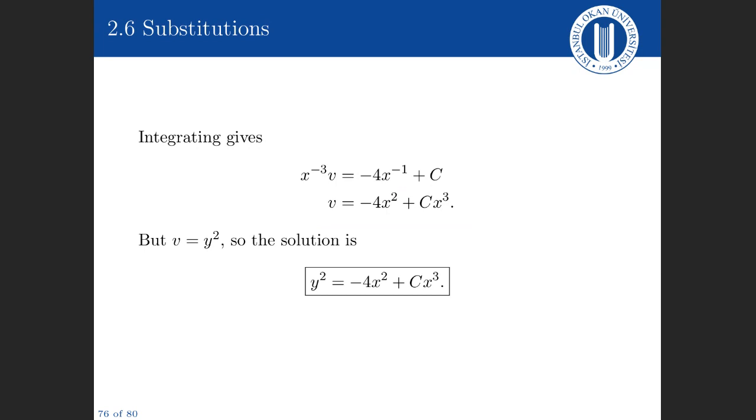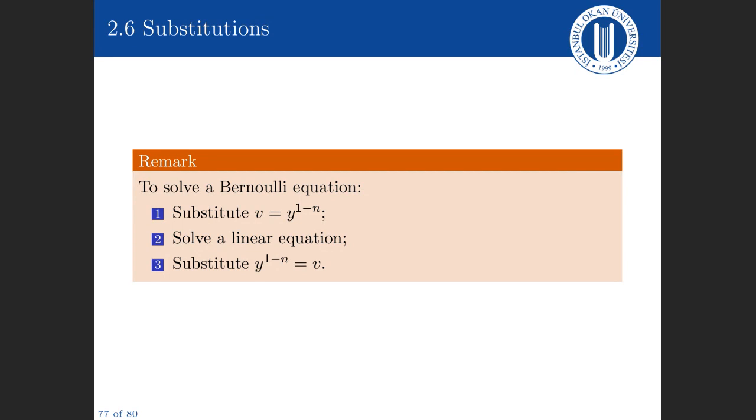And then finally, all we need to do is do our substitution. Everywhere we see v, we write y squared. We find that the solution is y squared is equal to minus 4x squared plus some constant times x cubed. Let's recap. To solve a Bernoulli equation, the substitution that we always use is v is equal to y to the power 1 minus n. After we've done this substitution, we solve a linear equation, and then we do our substitution again, and we end up with our equation for y.